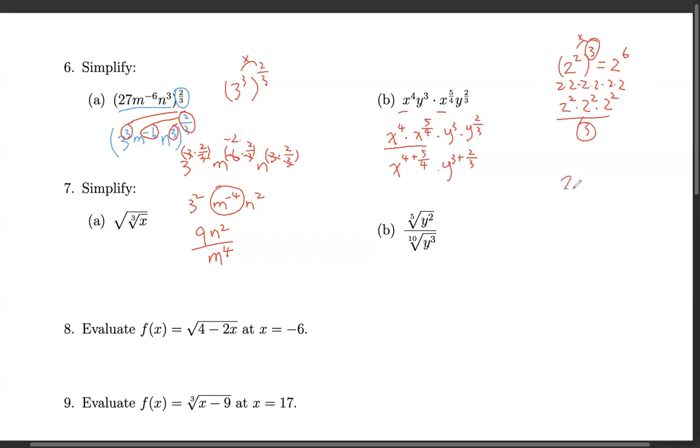But now if I have 2 raised by 2 times 2 raised by 3, now you see I have the same base. 2 raised by 2 means 2 times 2. 2 raised by 3 means 2 times 2 times 2, 3 times. So how many 2's multiplying each other? 5. So that's why this equals 2 raised by 2 plus 3, which is 2 raised by 5.